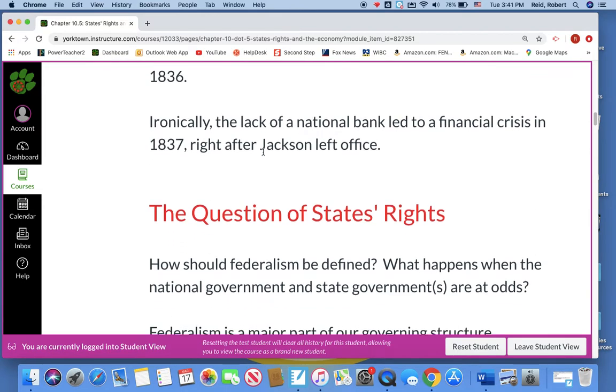Now, it says, ironically, the funny part is that with the lack of a national bank starting in 1837, banks around the states, local banks, started to fail. And many people could not get the loans they needed. Many people could not pay back the loans they had taken out. And we get into the idea of something called the Panic of 37, which you'll see.